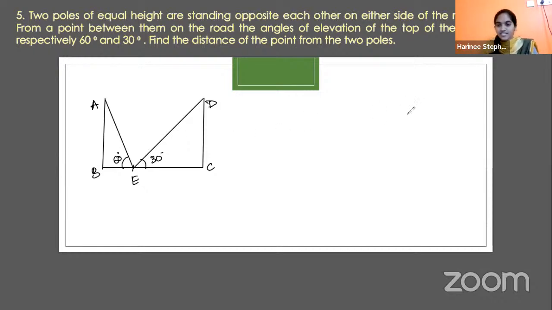How many of you got it right? Very good. Good, good.